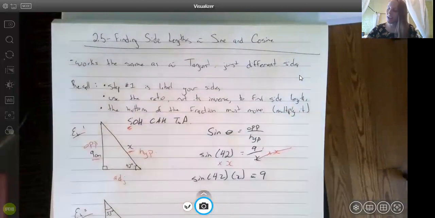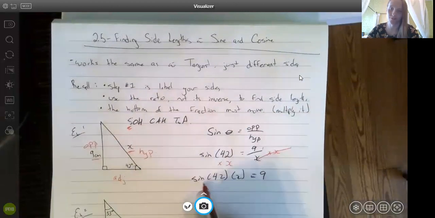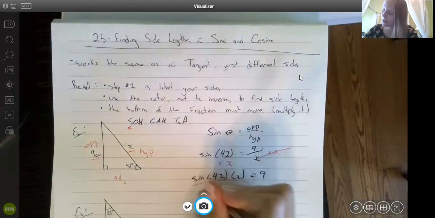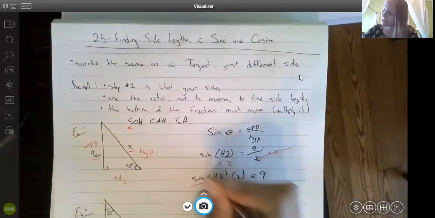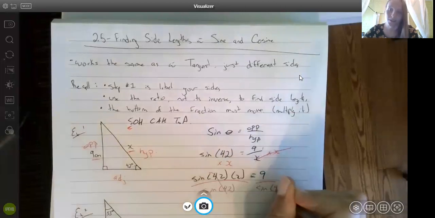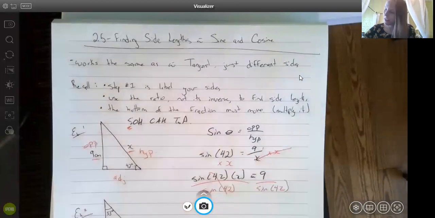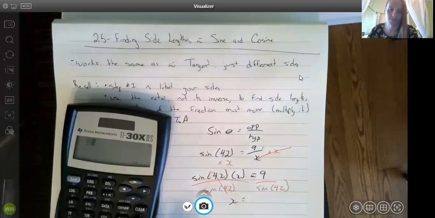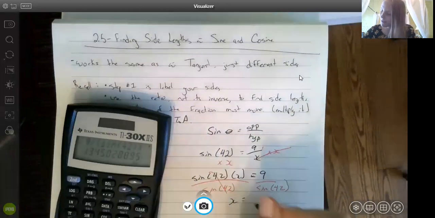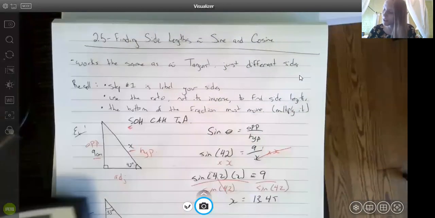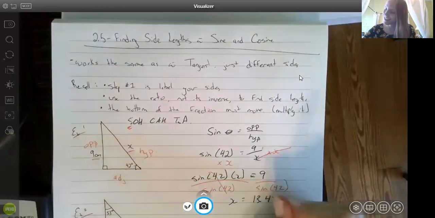And now to get the x by itself, I need to move the sine of 42 away from it. So I will divide by the sine of 42. What I do to one side, I must also do to the other. And to figure out what x is actually going to be, I just do 9 divided by the sine of 42, like so. And I get 13.45. What were my units? Centimeters. That's my final answer.